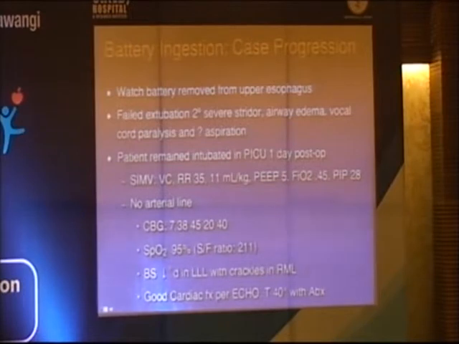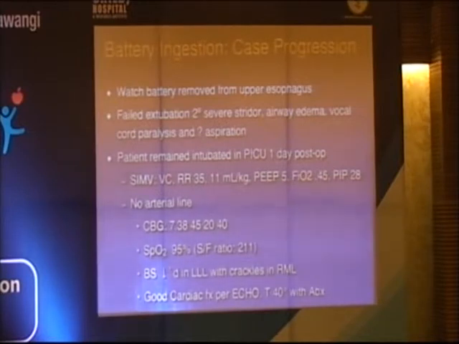And so the patient is on volume control receiving 8 mLs per kilo, respiratory rate 35, PEEP 5, FiO2 45, and the PIPs are 28. There's no arterial line. We have capillary blood gases that show pretty good ventilation, PO2s in the 40s. The saturation is 95%. So how many of you have heard of the saturation FiO2, or SF, ratio?